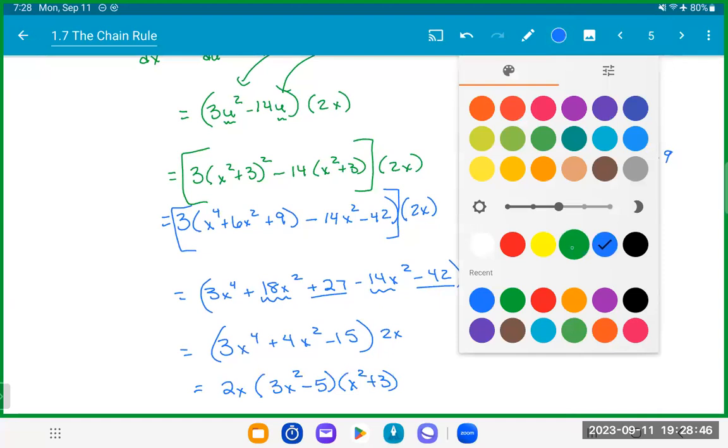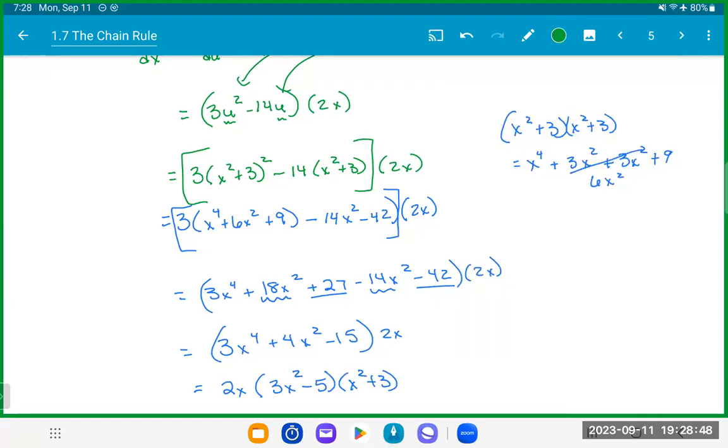Just as a quick refresher over here, remember, if you have two perfect squares, this is 3x squared squared plus 4x squared minus 15. So if you think of it in terms like that, then you can see that it factors out to 3x squared minus 5, x squared plus 3. Okay.